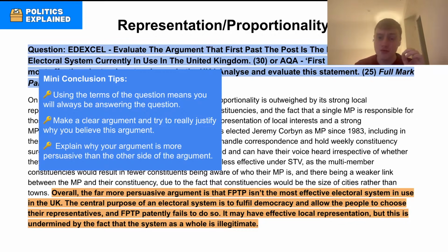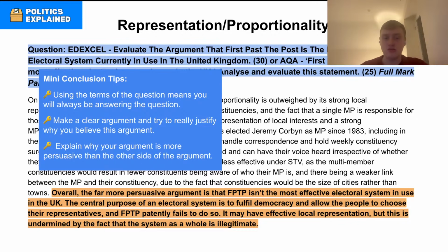Make a clear argument and really try and convince them and justify. And you could include really explaining why your argument is more persuasive than the other side. So we've got here, overall, the far more persuasive argument is that first past the post isn't the most effective electoral system in use in the UK.